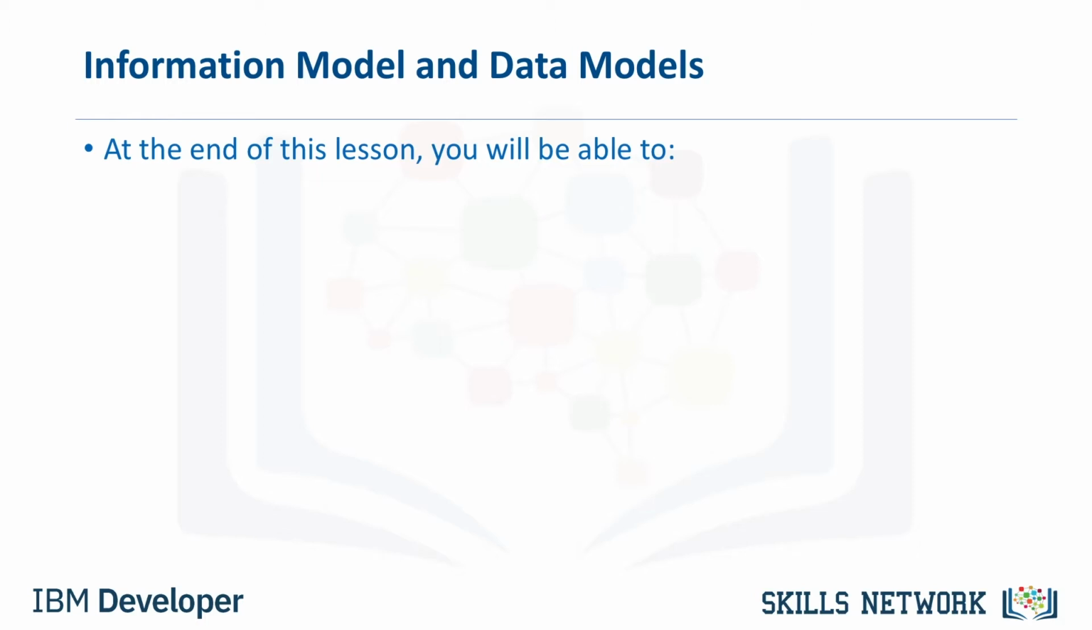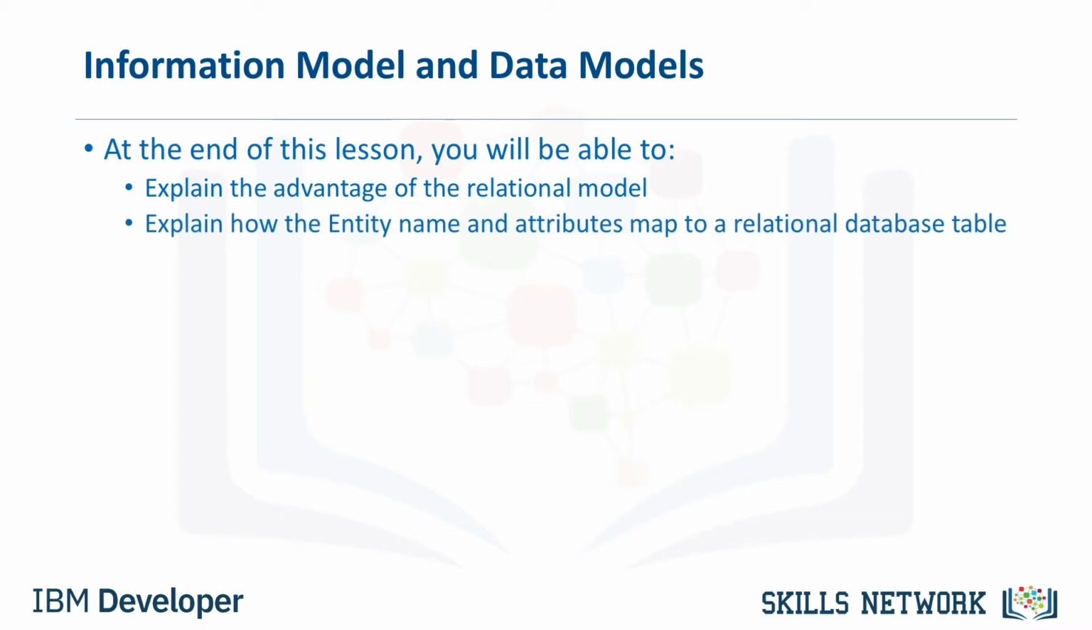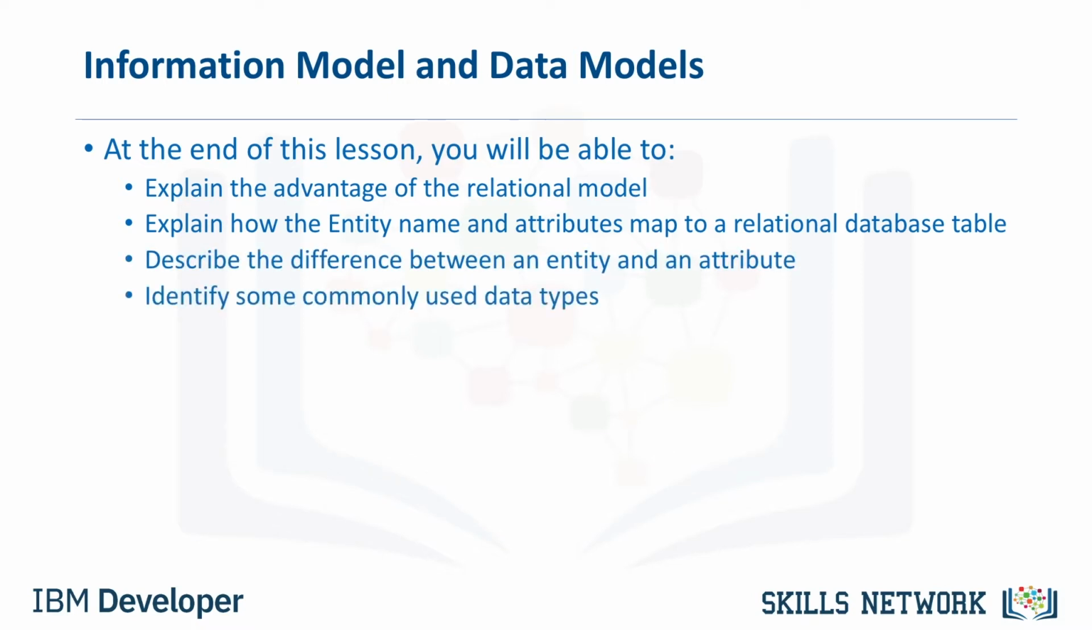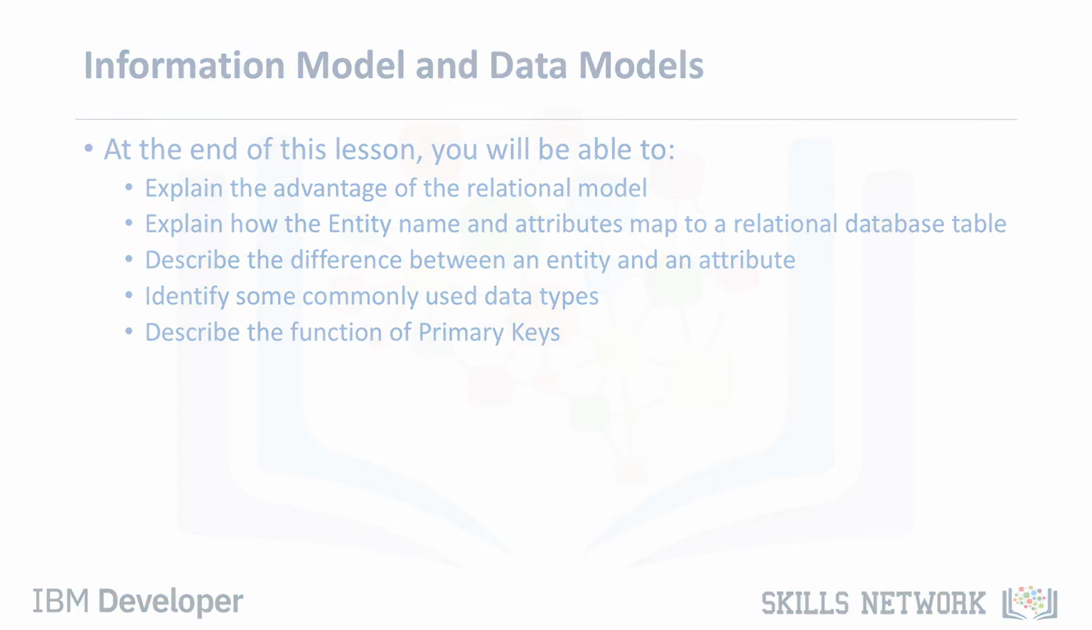At the end of this lesson, you will be able to explain the advantage of the relational model, explain how the entity name and attributes map to a relational database table, describe the difference between an entity and an attribute, identify some commonly used data types, and describe the function of primary keys.